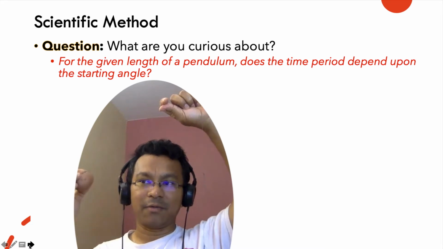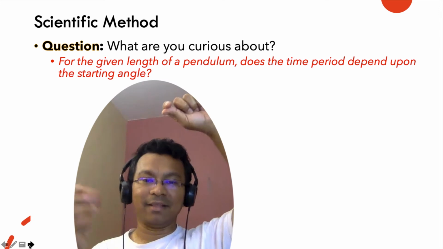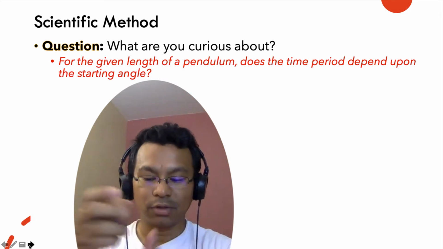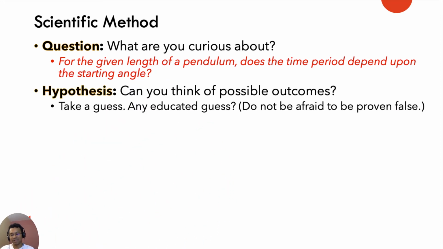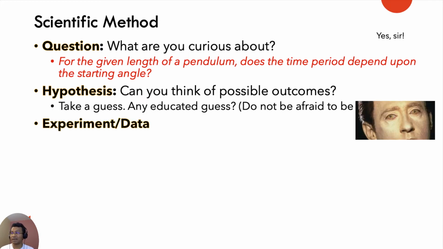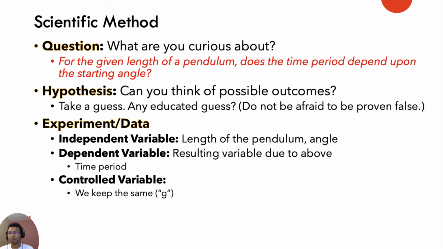You start here versus here. Do you believe that the initial angle has any role to play in the time period? Your hypothesis could be, yes, the angle will play a role in determining the time period. You can take an educated guess. All right, you design the experiment and gather the data, and then you think about the variables: what are the variables that are involved in the experiment?